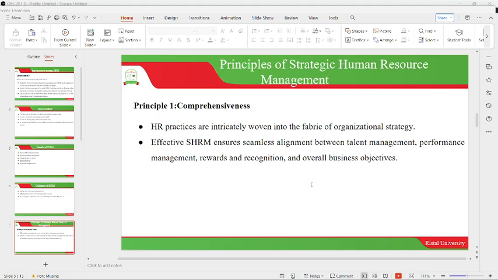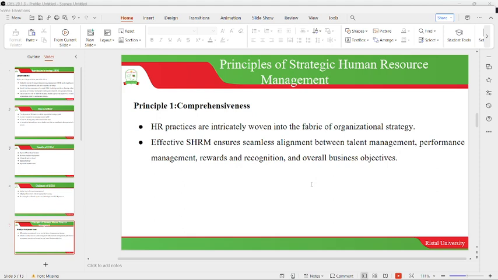Then performance management is basically setting targets or objectives to be achieved by the employees, and then measuring whether it has been achieved or not. Then rewards and recognition is basically appreciation given to individual employees who have extremely performed well in an organizational setting. So these are some of the elements you need to look at under principle number one, which is comprehensiveness.